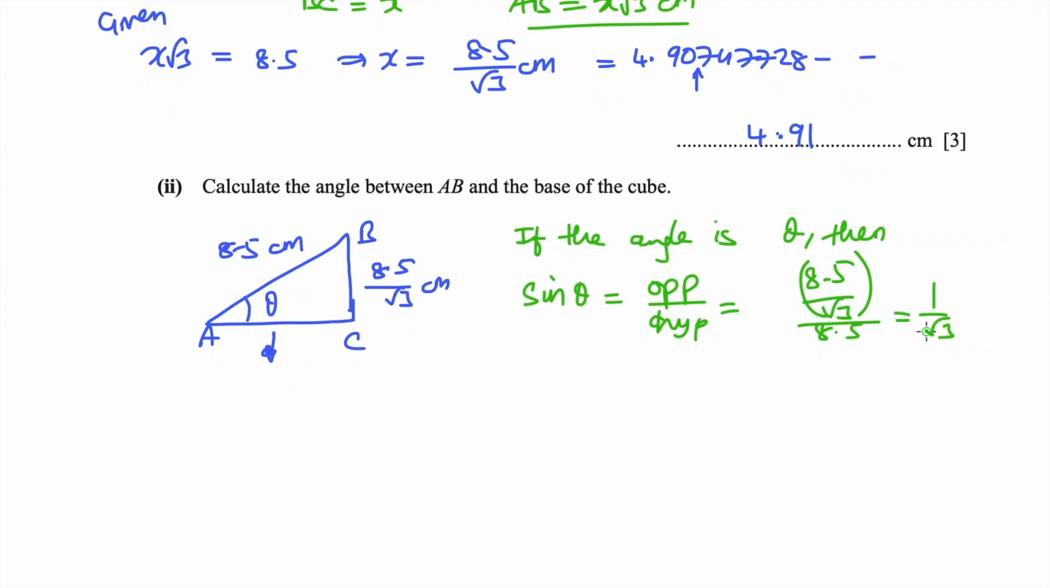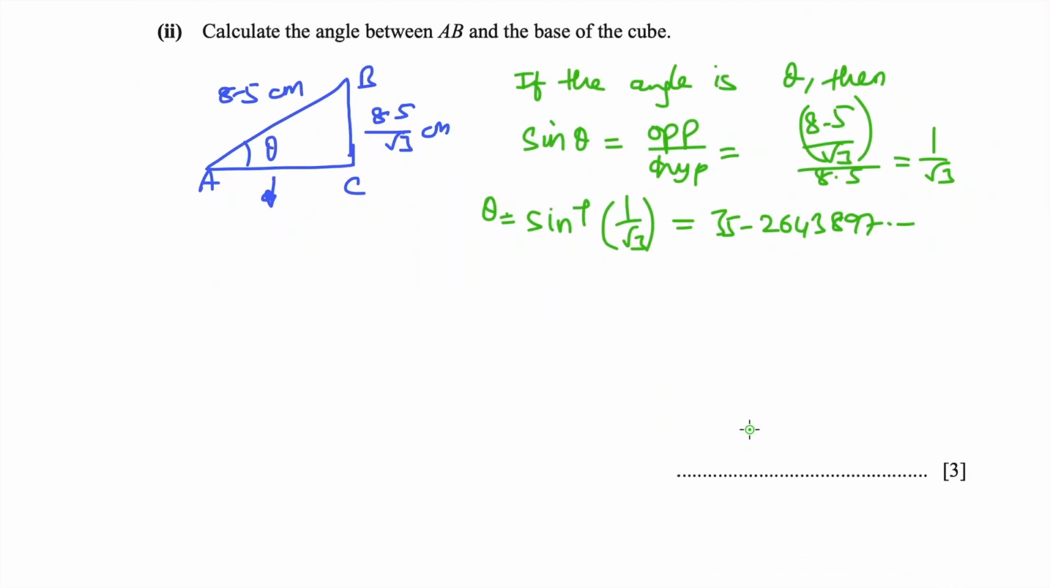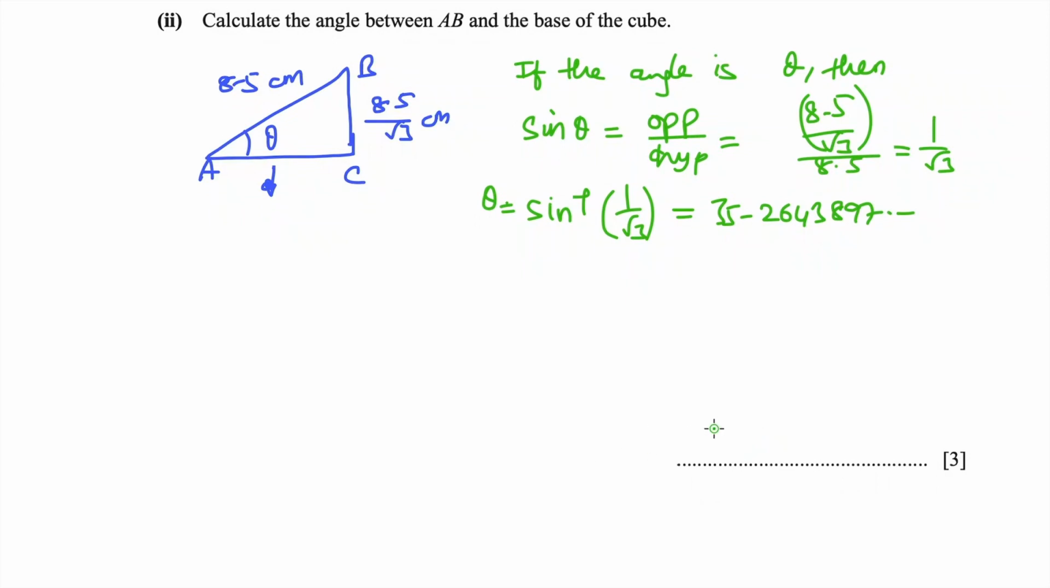So I can take 4.91 centimeters, but I am taking 8.5 by root 3 so that it will be more accurate. So theta would be equal to sine inverse 1 by root 3, and sine inverse 1 by root 3 is equal to 35.2643897 and so on. So the angle is 35.26 degrees, and this will complete the answer.